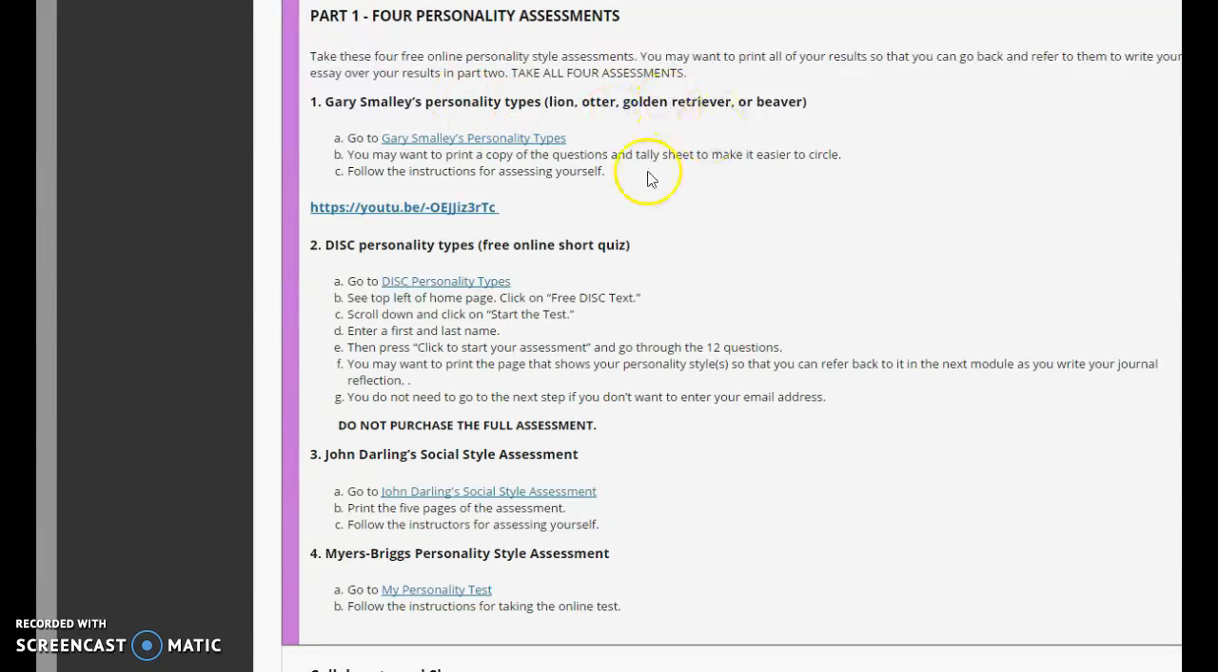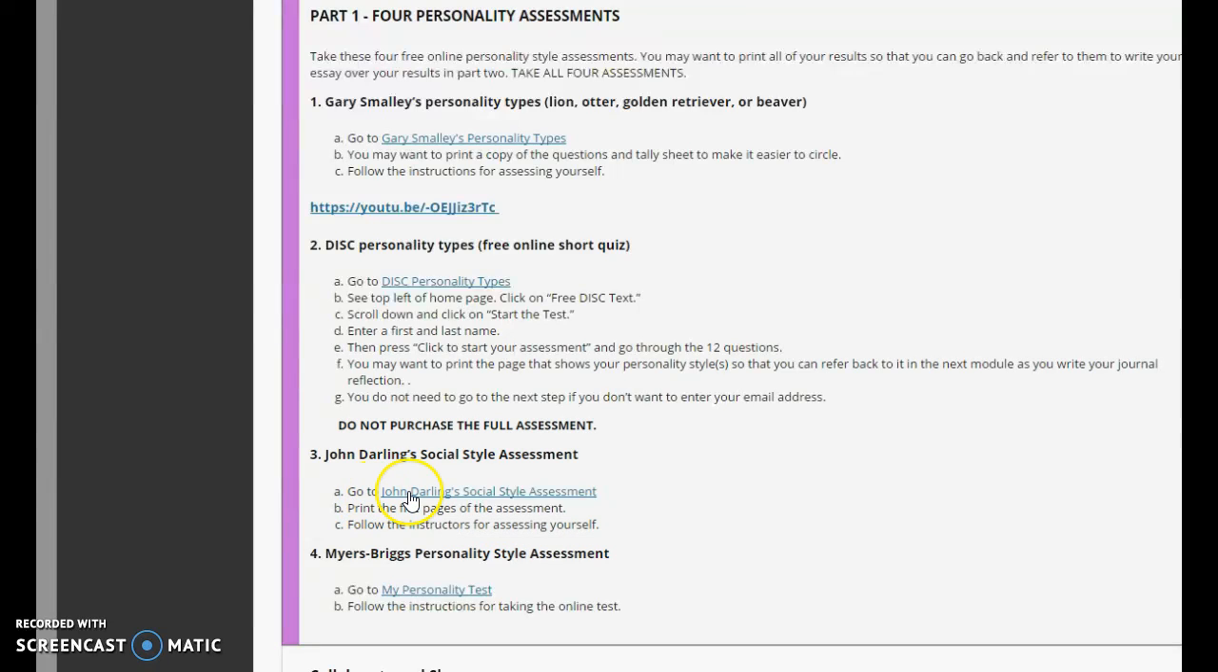I have taken you through the steps on how to complete Gary Smalley's personality types: the lion, otter, golden retriever, and beaver. I have also taken you through the steps on how to complete the DISC personality assessment. Now I'm going to take you through John Darling's social style assessment. This is under number 3. Again, we are in unit 1, module 1. If you want to go through this with me, that would be perfect.